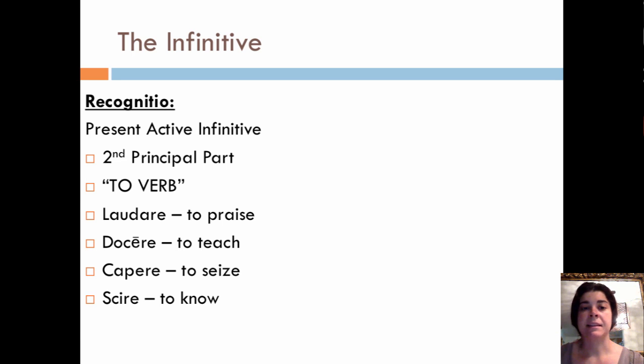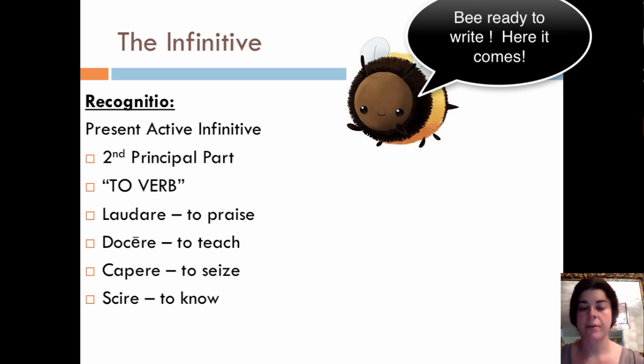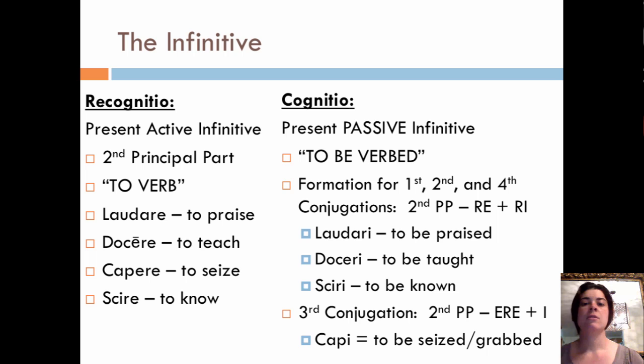Now let's take a look at the infinitive. First, remember what the infinitive is. The present active infinitive, the one that you already know, is the second principal part of the verb. It translates just as to whatever the verb means. So laudare, to praise, docere, to teach, capere, to seize, scire, to know. Now, when it comes to making it passive, the translation is going to change to be verbed, and the formation is going to be different.